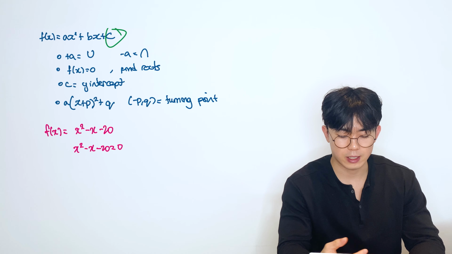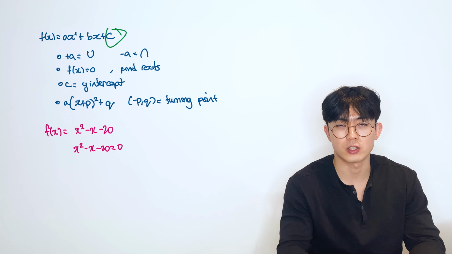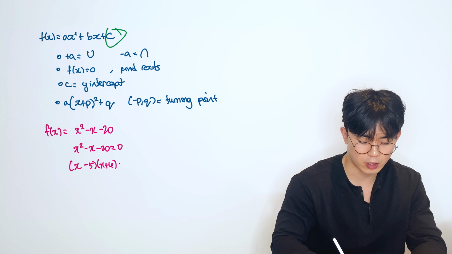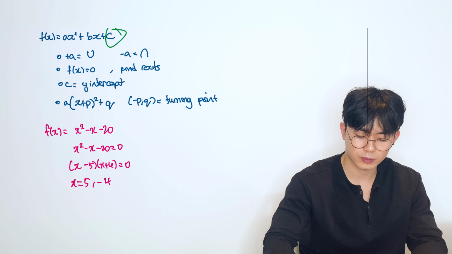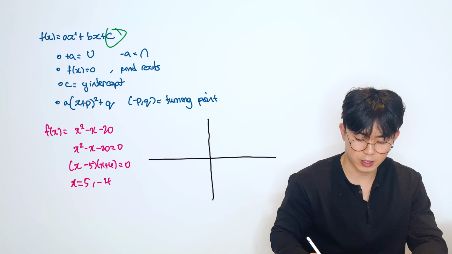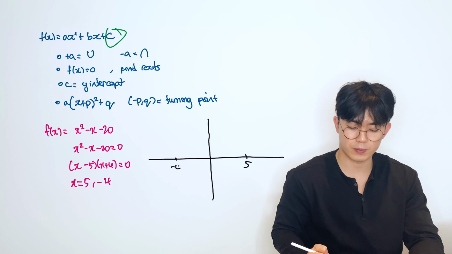As I said, I can factorize, or I can use the quadratic formula. I'm going to factorize in this case, so we get x minus 5, x plus 4 is equal to 0. And then find the x solutions, so it's 5 and negative 4. So if I were to draw a graph, then I know that it crosses the x-axis at x is 5 and when x is negative 4, like this.